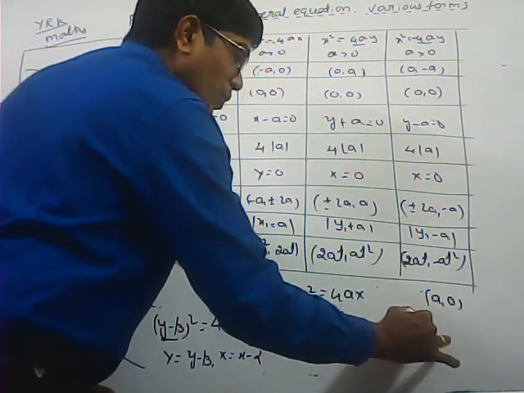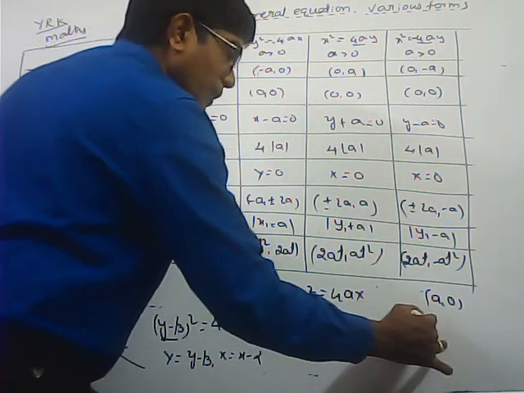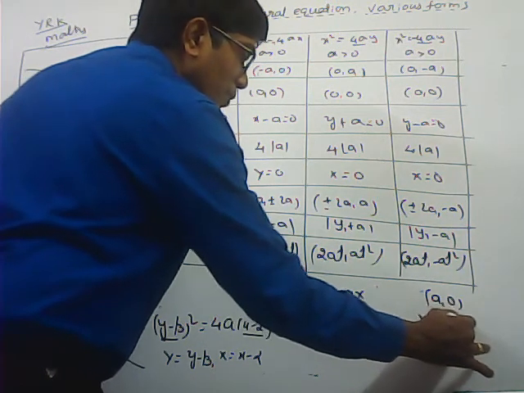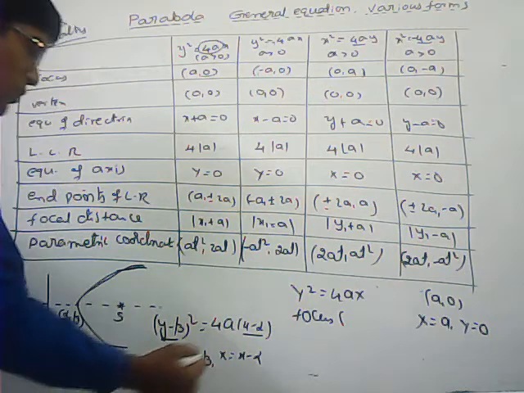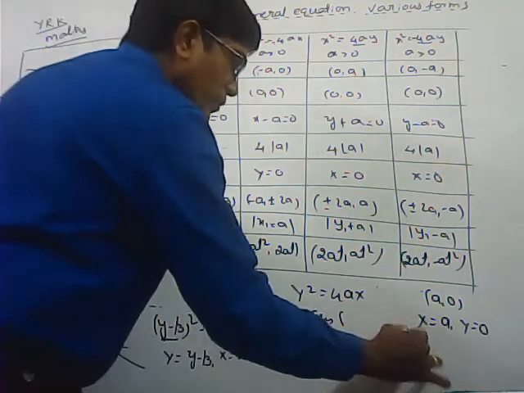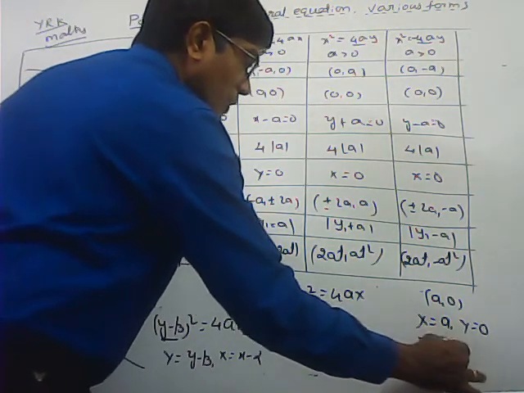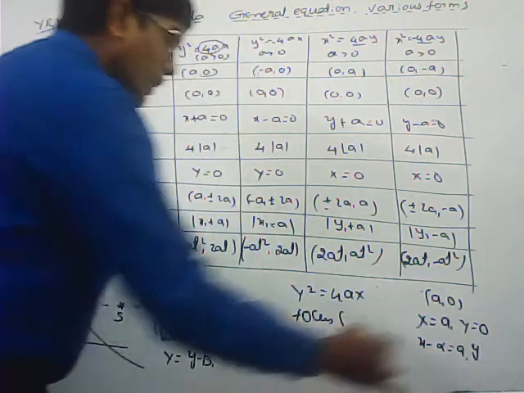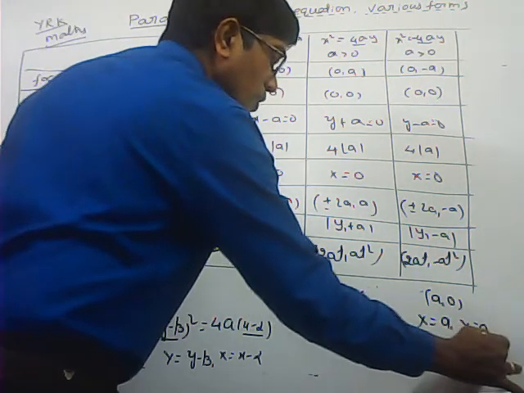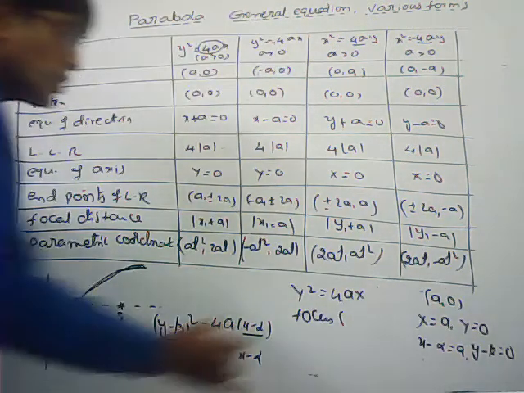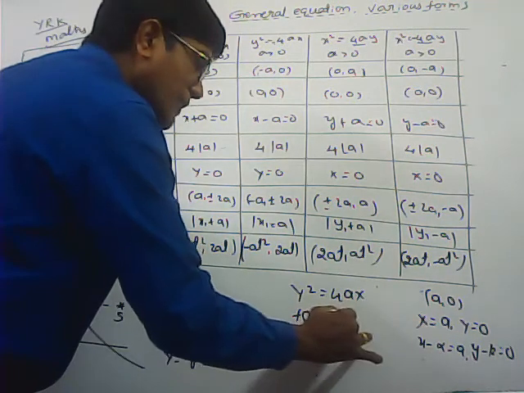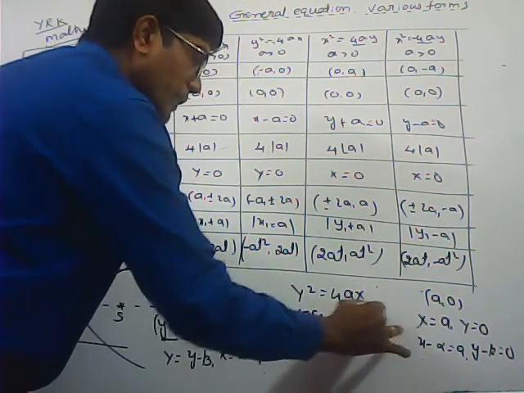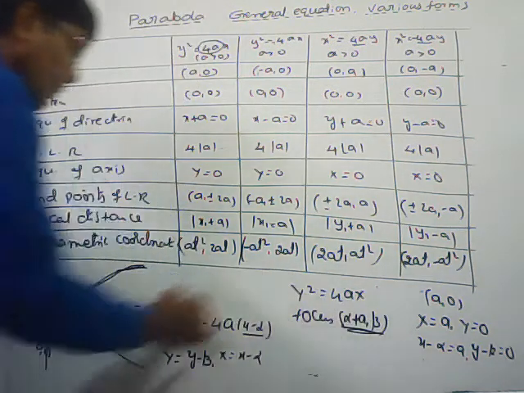This is the x coordinate, in terms of capital X. Capital X equals to a, capital Y is equals to 0. Capital X, what I have taken? X minus alpha. Small x minus alpha, that is equals to a. Small y minus beta, that is equals to 0. So x equals to alpha plus a, y is equals to beta. That is the focus of the parabola.